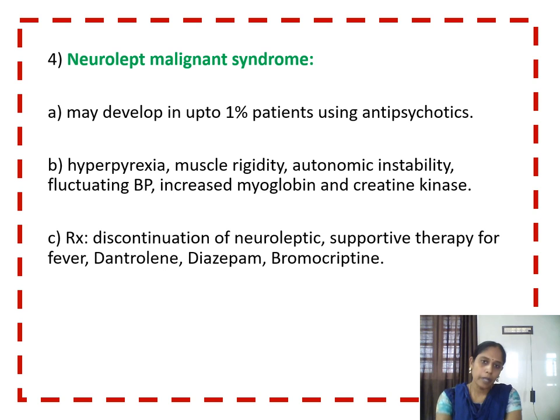And neuroleptic malignant syndrome, the symptoms here will be hyperpyrexia, muscle rigidity, autonomic instability, and a fluctuating BP. Increased myoglobin and creatine kinase levels will be there. You have to discontinue the typical antipsychotic and give supportive therapy for fever, and you can give centrally acting muscle relaxants like dantrolene, benzodiazepines like diazepam, and bromocriptine for treatment.